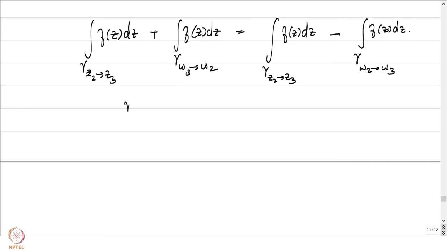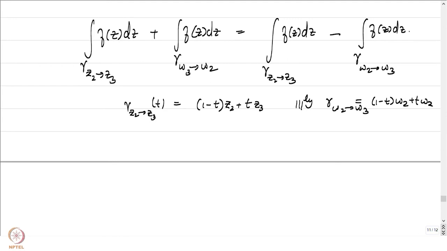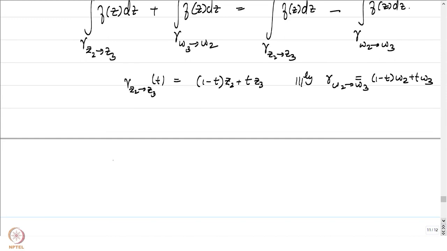So, what is gamma z2 to z3 of t going to be? The initial point is going to be z2 and the terminal point is going to be equal to z3. And similarly, gamma w2 to w3 of t is equal to (1 minus t) times w2 plus t times w3. We will do the explicit computations. We are only using the definition of the integral of a continuous function on a curve to write whatever we are writing just now.